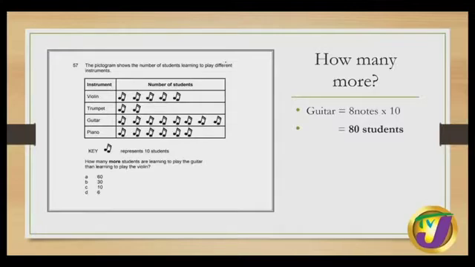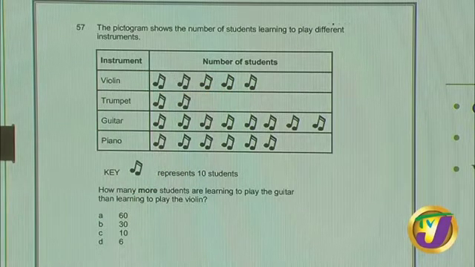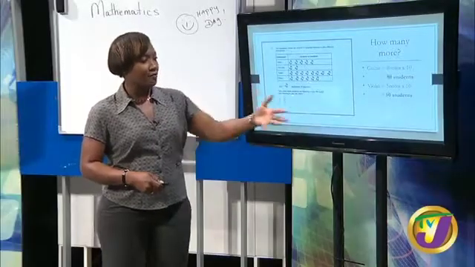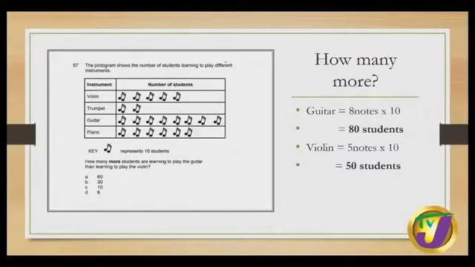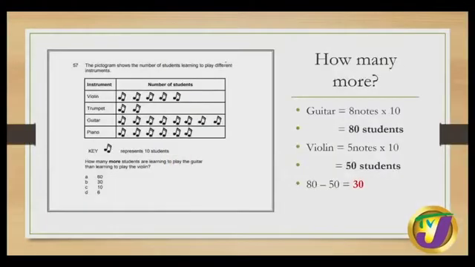Then it said you're comparing it with the violin. So let's look at the violin. 1, 2, 3, 4, 5 notes. So the same concept. 5 notes multiplied by 10 give us the number of students, 50 students. Excellent. It's asking how many more students learning to play the guitar. As you can see, more persons are playing the guitar than the violin. So we're subtracting here again, and your answer would be 30 students, and your answer would be option B.